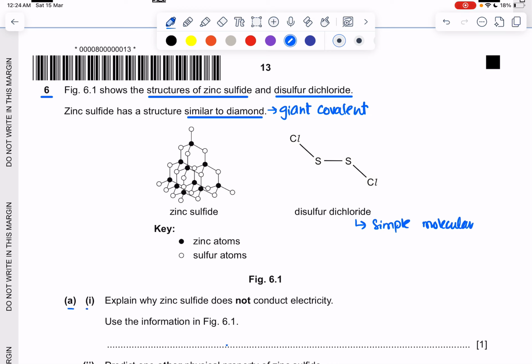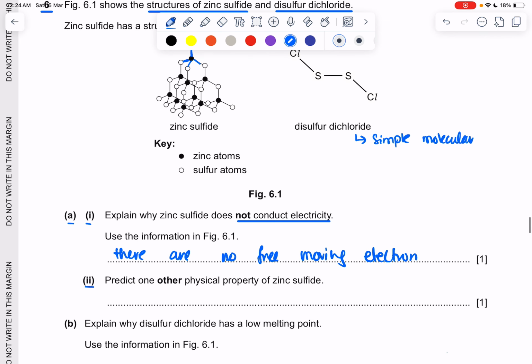Okay, so A part 1, explain why zinc sulfide does not conduct electricity. If you look into the diagram of the zinc sulfide, all the atoms are involved in bonding. So if all the atoms are involved in bonding, it means there are no free moving electrons that carry the electric charge to conduct electricity. Part 2 is predict one other physical property of zinc sulfide. Another property that we can write here is it has a high melting point.